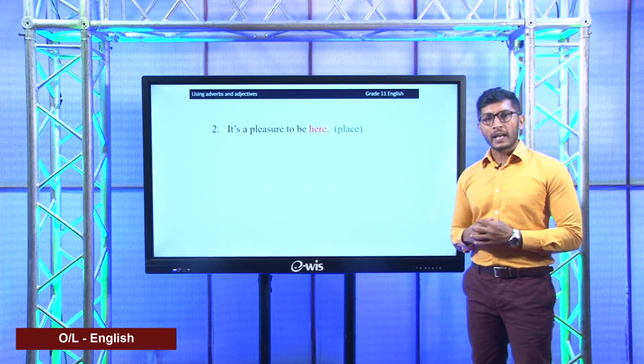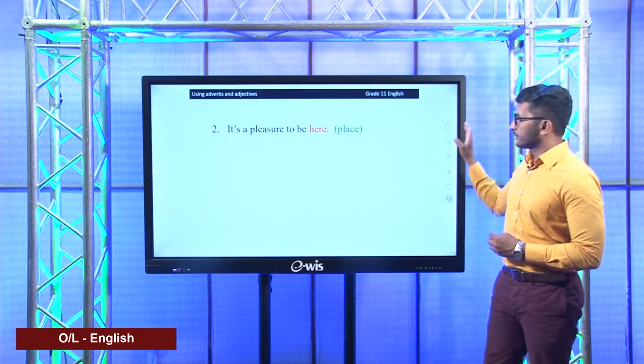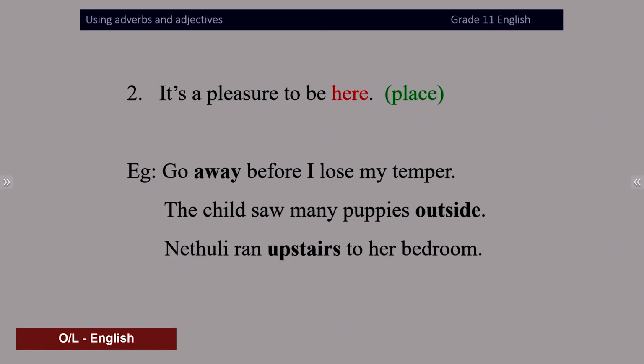Let's see a few more examples. Go away before I lose my temper. Where to go? Go away. Second one, the child saw many puppies outside. Where did the child see puppies? He saw them outside. So it describes the verb see. The third one, Netuli ran upstairs to her bedroom. If I ask you the question, where did Netuli run? She ran upstairs. So upstairs is the adverb of place here.